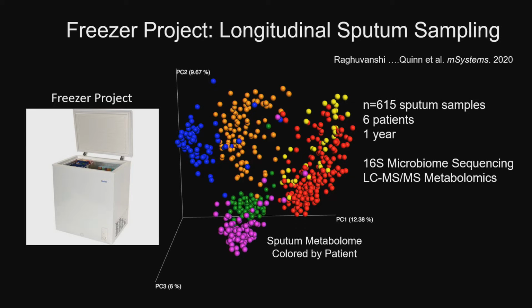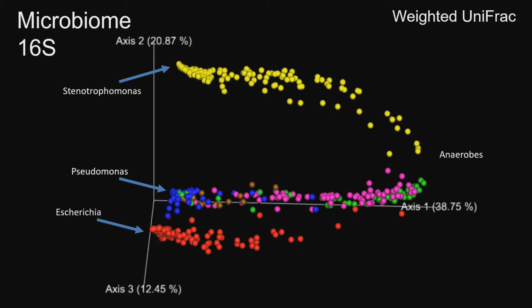So we collected 615 sputum samples from 6 patients over a year and did this multi-omics, 16S microbiome and LC-MS metabolomics. And when we look at the microbiome data, this really shows you the difference in the communities among individuals. Okay, so we're colored by person here. You can see the Stenotrophomonas patient at the top left has a very different microbiome from the Pseudomonas group and even an Escherichia patient that we've studied who has a unique mutation.